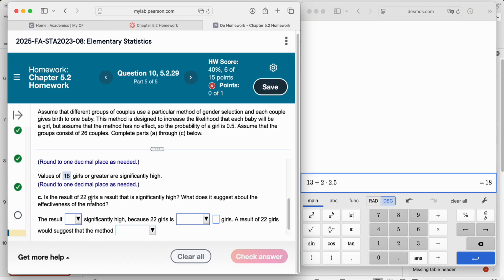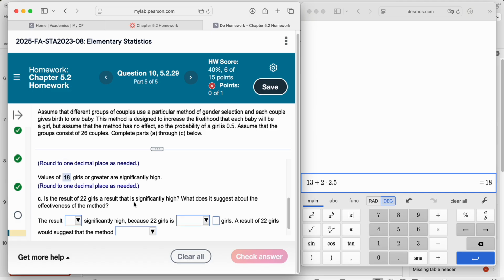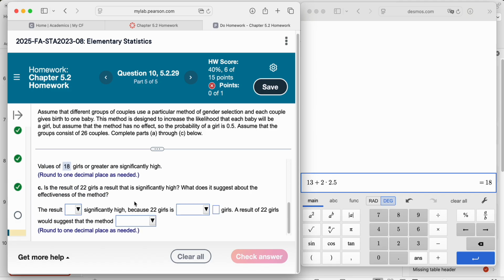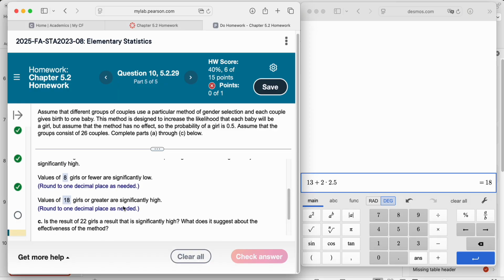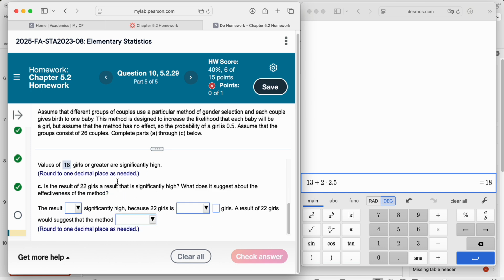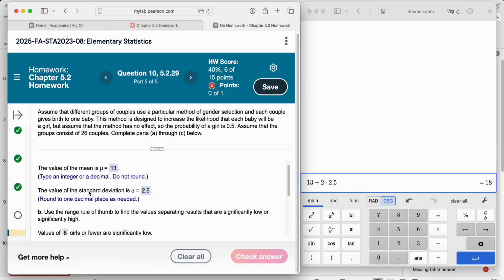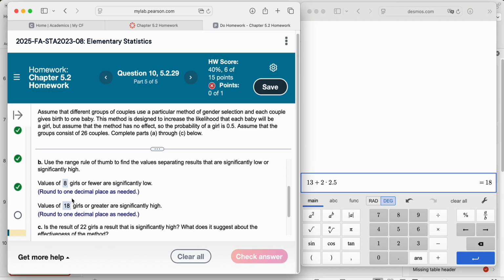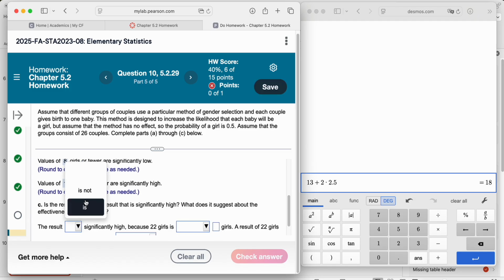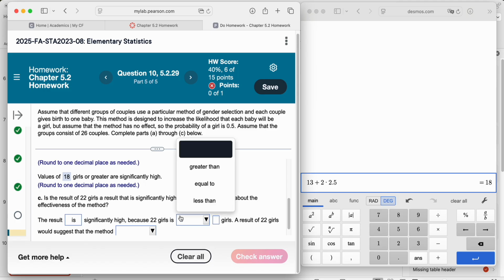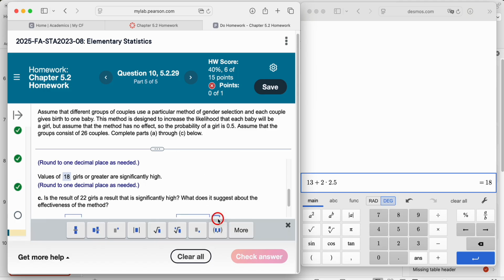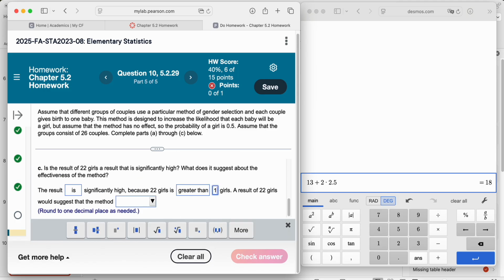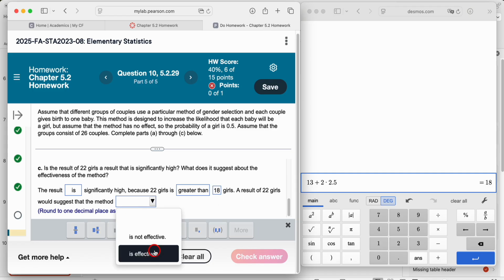And so is the result of 22 significantly high? Well, remember what it means to be significant in this case. Think about fences. We're in Ocala. There's cows all around. If a cow's in your fence, that's fine. If a cow's outside of your fence, that's significant. So because 22 is outside of the range of 8 to 18, then the result is significant because it's greater than 18. It's greater than the upper fence. So that would mean it is effective.